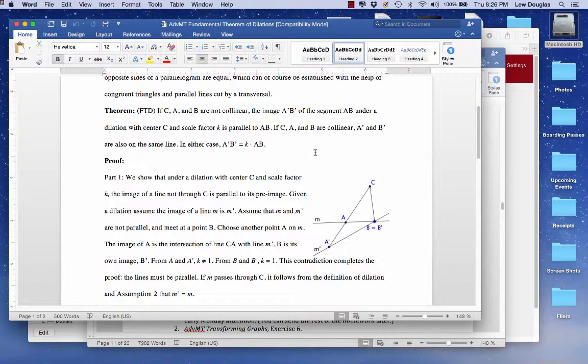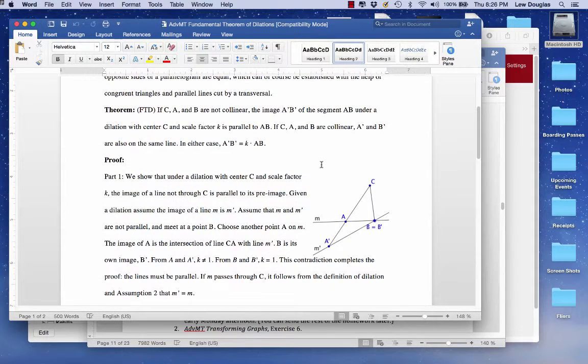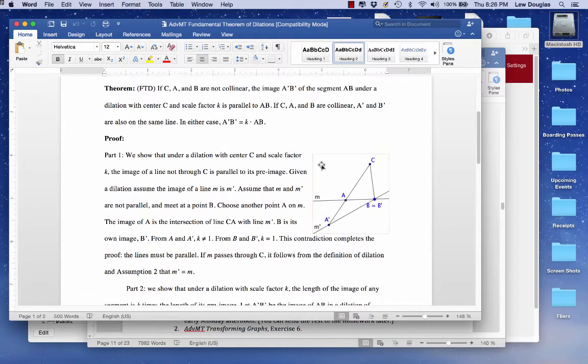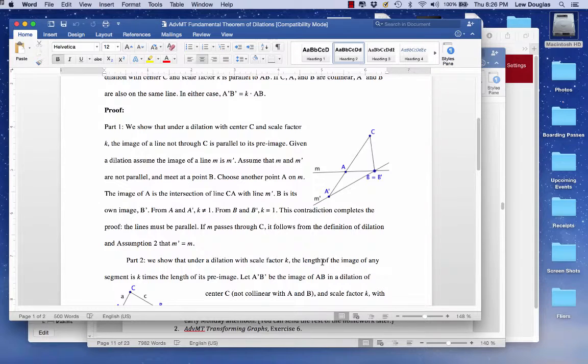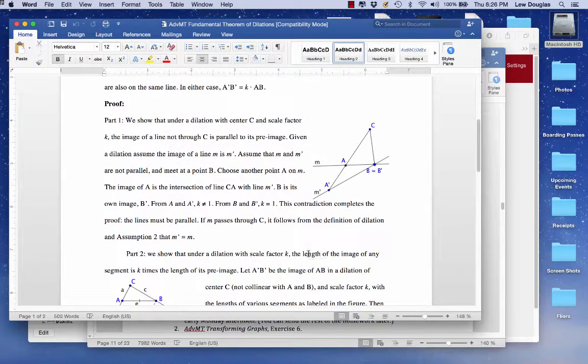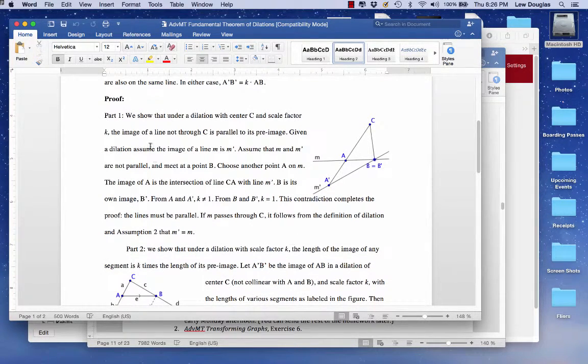Okay, so there are two parts to the theorem. The first part is the parallel, and the second part is the stretch factor. I did these proofs myself; I haven't seen them anywhere else. The parallel part is remarkably easy. We show that under a dilation with center C and scale factor K, the image of a line not through C, so AB, must be parallel to its preimage.